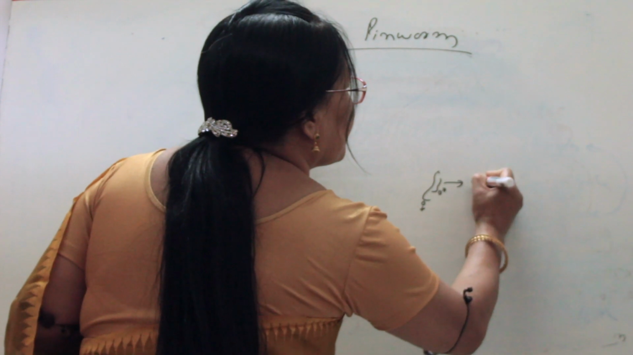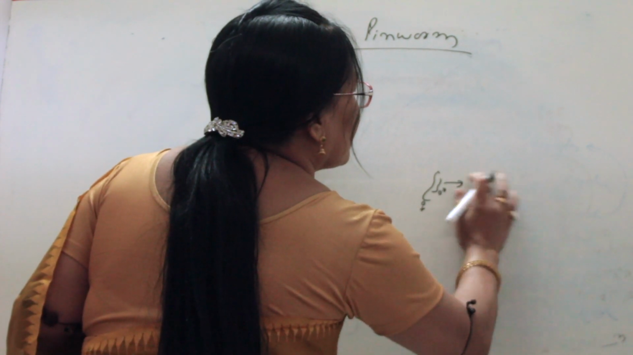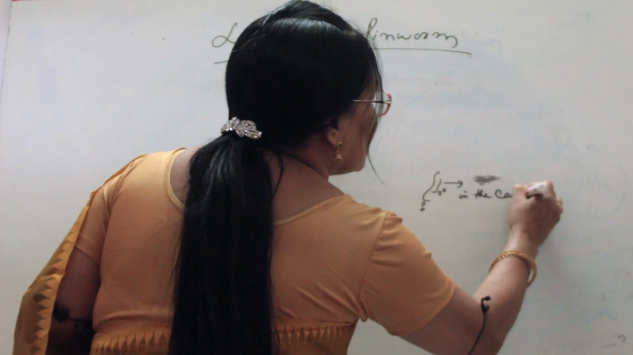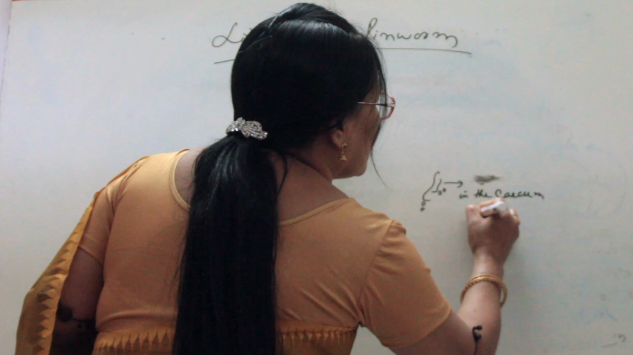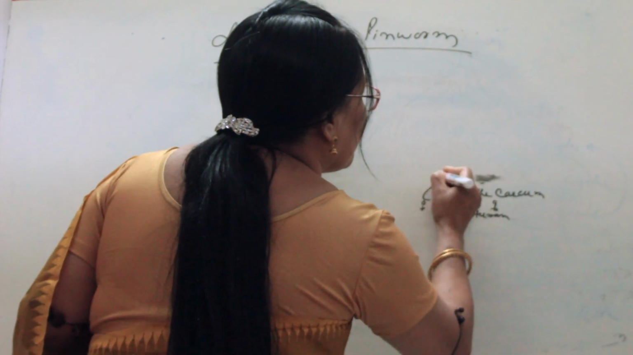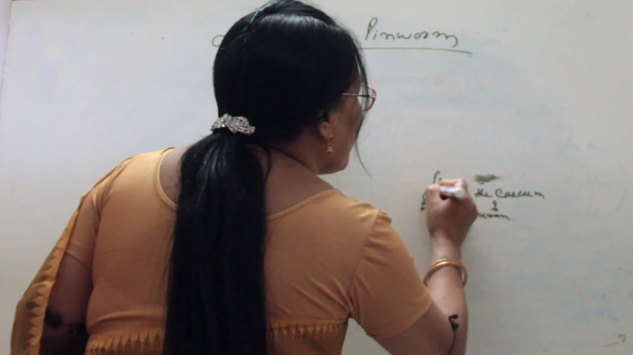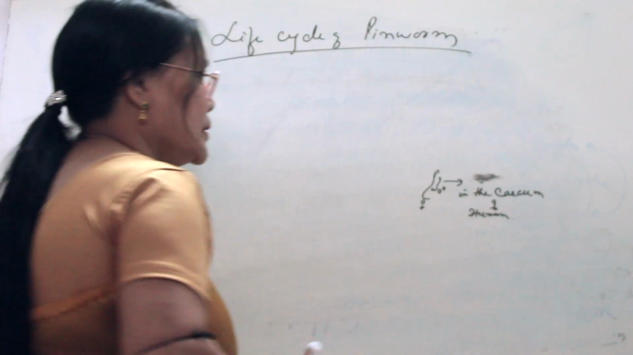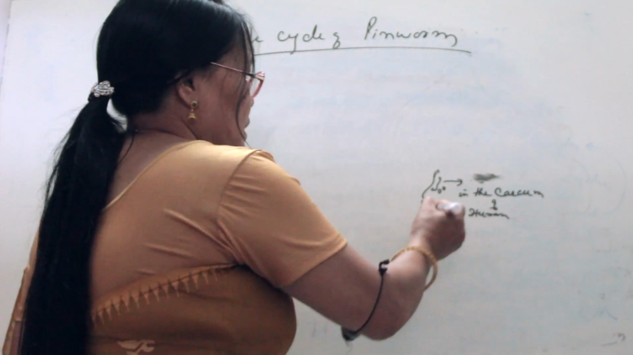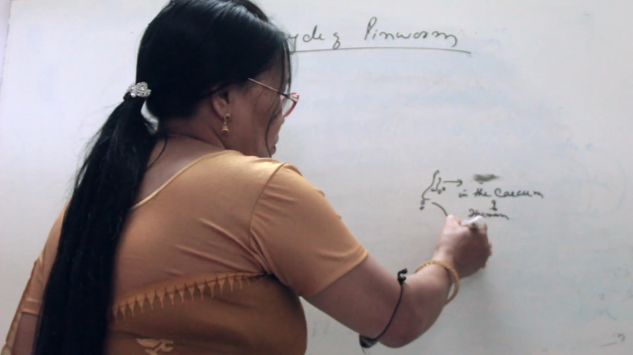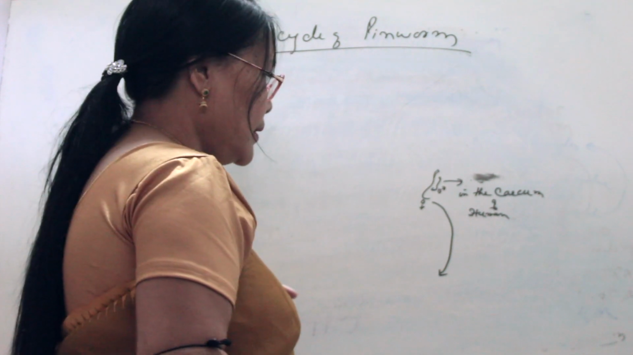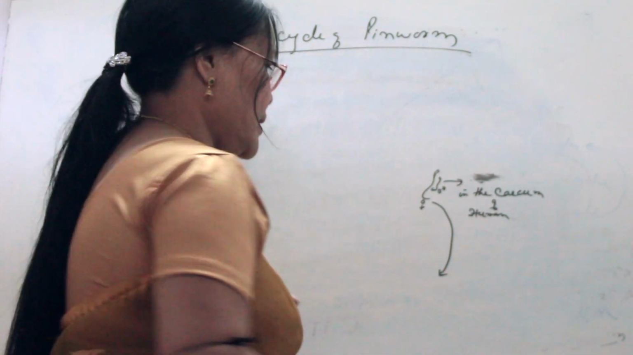They are present in the cecum of human beings. This is the female worm, this is the male worm, which are present in the cecum of human being. Then after fertilization, these female worms usually migrate to the anal region and give out the fertilized eggs.